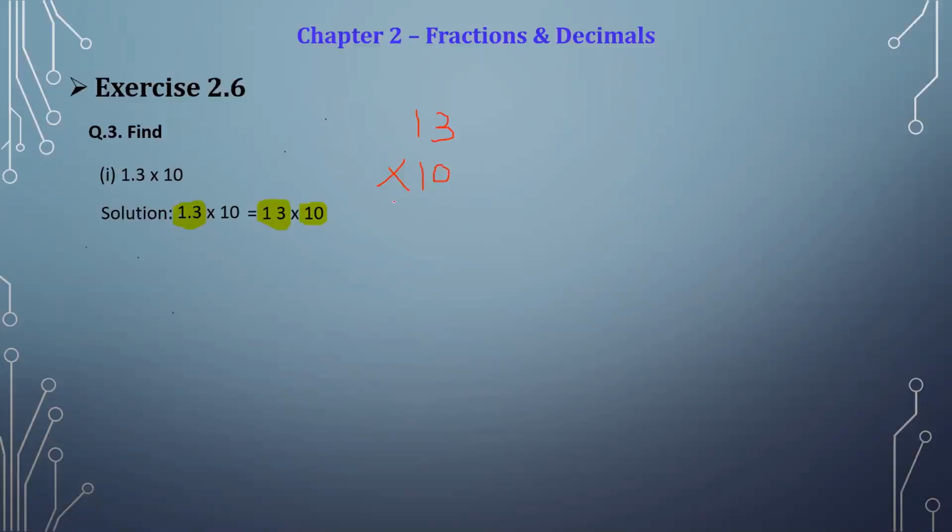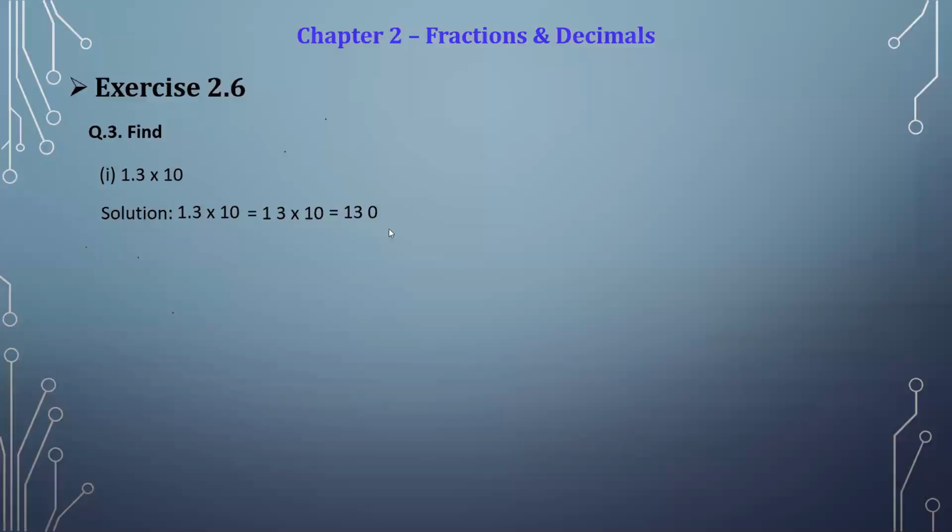Now we know the tens table, so we have to multiply this 13 with 10. 10 threes are 30, so 3 is going to be the remainder. Then 10 ones are 10, 10 plus 3 will be 13. So the product of 13 and 10 is going to be 130. So we can write that product 130 as it is.